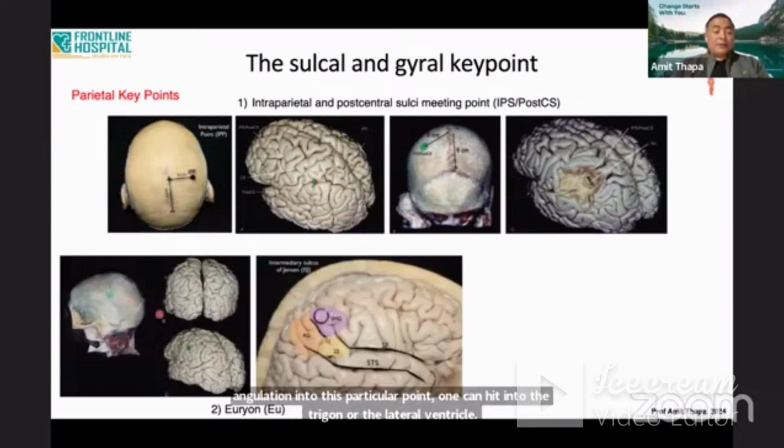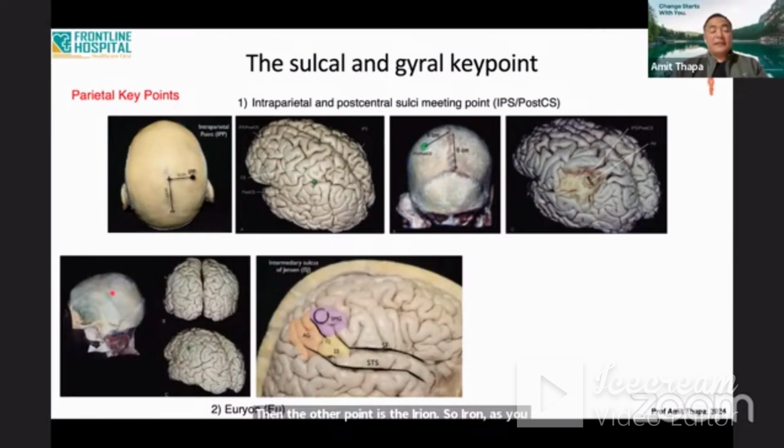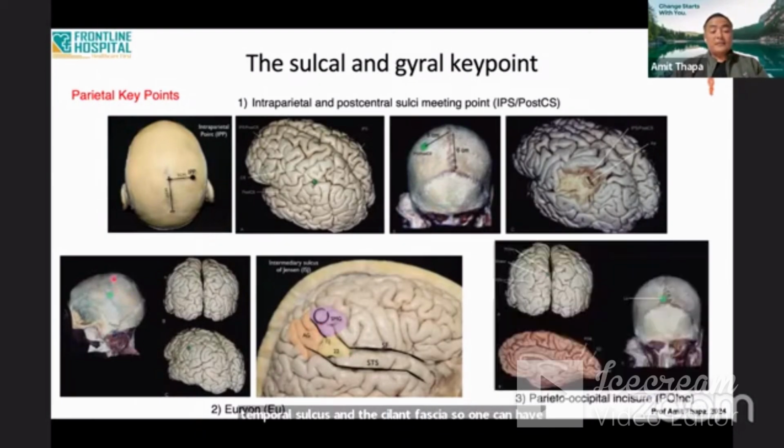Then the other point is the euryon. So euryon, as you remember, is the parietal bossing on either side, and this is a little superior to the superior temporal line and posterior to it. And the cranial and the cerebral localization is basically it represents the supramarginal gyrus, which is separated by an angular gyrus between an intermediate sulcus, and then it is behind, or posterior to, the superior temporal sulcus and the sylvian fissure. So one can have an idea about the supramarginal gyrus by localizing this euryon point.